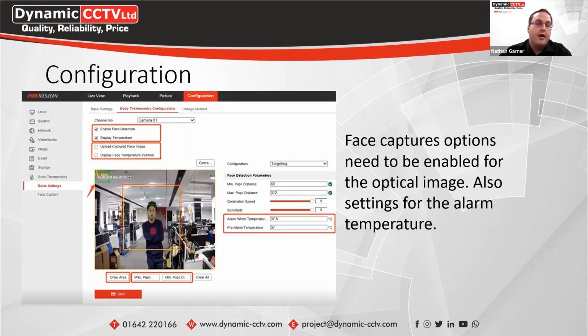And there's also a draw area section. So you draw the actual area that you want your detection zone to be, which I'll show on our live demo that we've got set up, and set the minimum and maximum pupil distance. This can help with false alarms as well, with people walking past the camera in the background. Without those settings, you can get false alarms coming through. It's something that we've seen a couple of times.